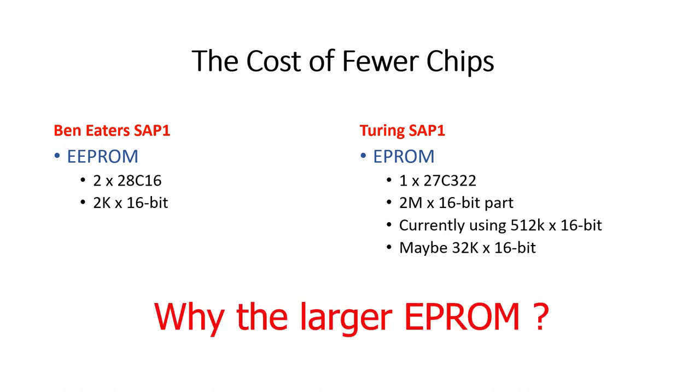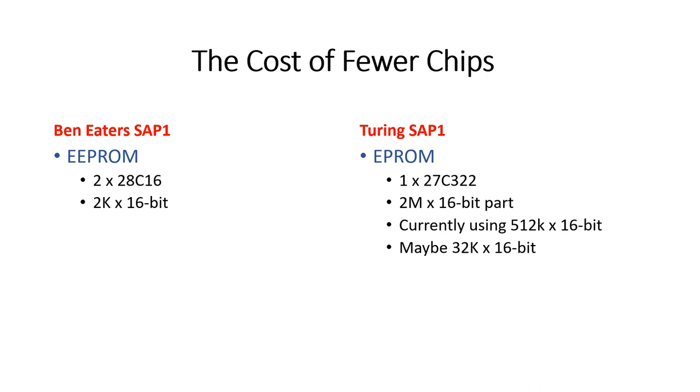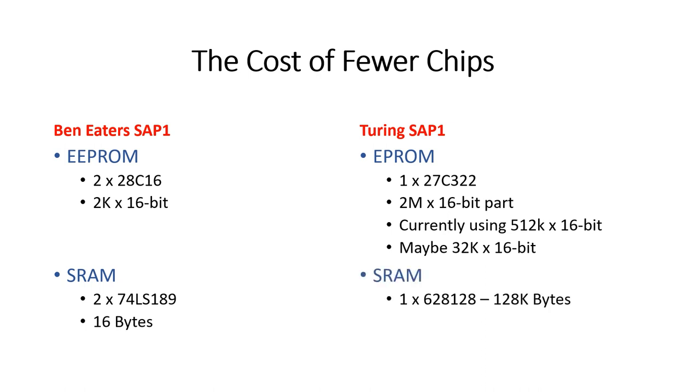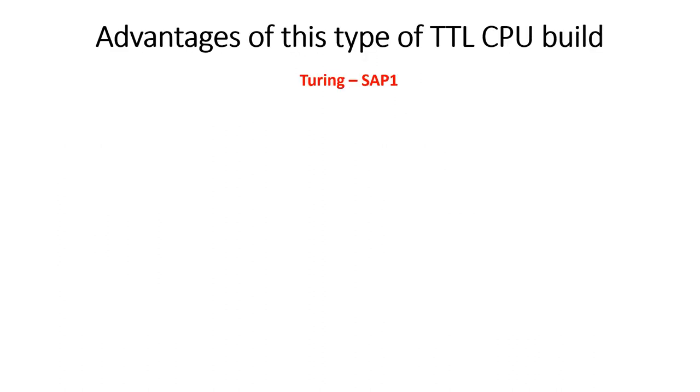So why the larger EPROM? I think the short answer is that some of the functionality that Ben Eater has in hardware, I'm doing in software. Looking at the RAM, I think everyone uses static RAM unless they're forced to use dynamic RAM. The SAP-1 uses some 74LS189s, and together this only provides 16 bytes of memory. By contrast, I'm using a 628128 static RAM, which contains 128 kilobytes, but at the moment I'm only using 23 of those bytes.